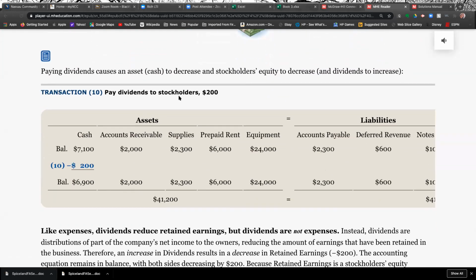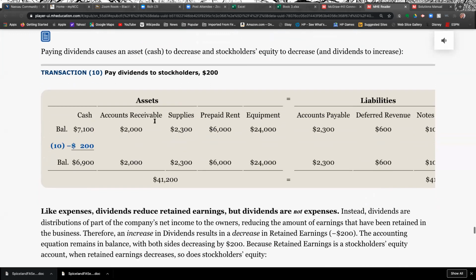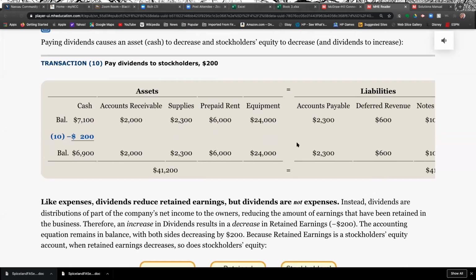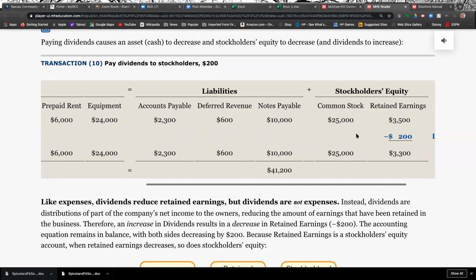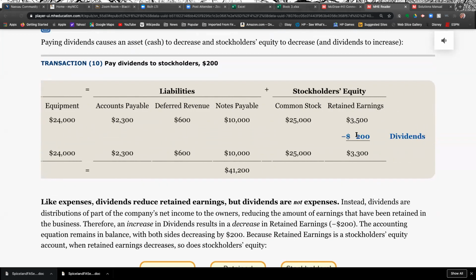So pay dividends to stockholders, $200. Subtract $200 from the cash. Subtract $200 from retained earnings. And remember, dividends is not an expense, right? It's not the same thing as an expense.